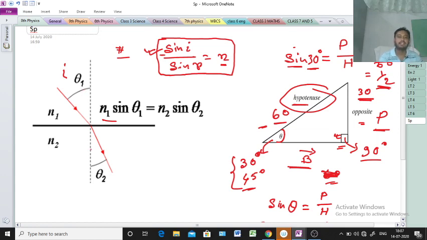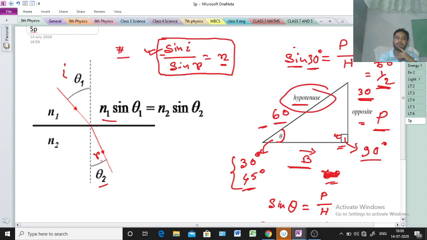Now coming to the next. After refraction, what will happen? The angle will change. Let's say this angle in your book is R. Here theta 2, whatever. But in your book, angle of incidence is I and angle of refraction is R. Clear? Is it clear or not?